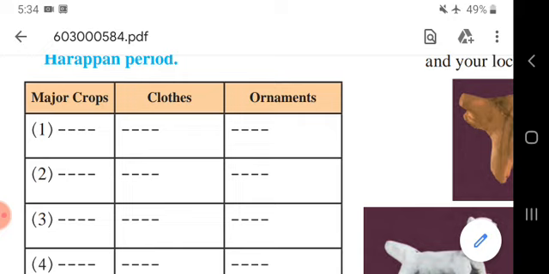Now for ornaments. First, multi-stranded necklaces. Second, rings. Third, armlets and bangles. Fourth, waistbands. I'll read again. First, multi-stranded necklaces. Second, rings. Third, armlets and bangles. Fourth, waistbands.